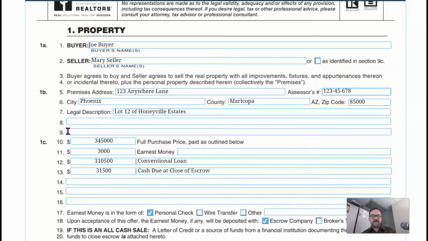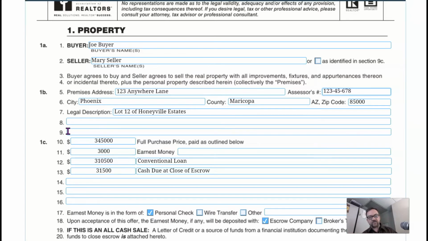Legal descriptions nowadays for most residential areas are going to be a lot and block. Right? The legal description is going to say something like Lot 12 of Honeyville Estates. And the developer of Honeyville Estates recorded a document with the county recorder that has the formal legal description and then is broken out to the dimensions of where every lot is.